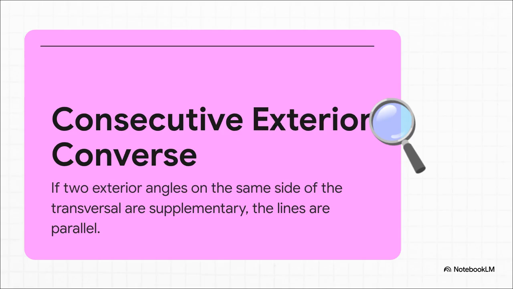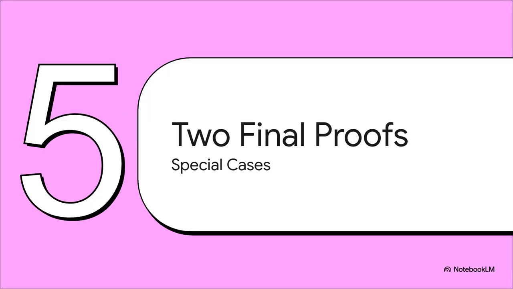And you can probably guess what's next. The exact same logic applies to the exterior angles on the same side. If they add up to 180, the lines are parallel. And just like that, our whole set of angle-based proofs is complete. Pretty cool, right? Okay, we're almost there.